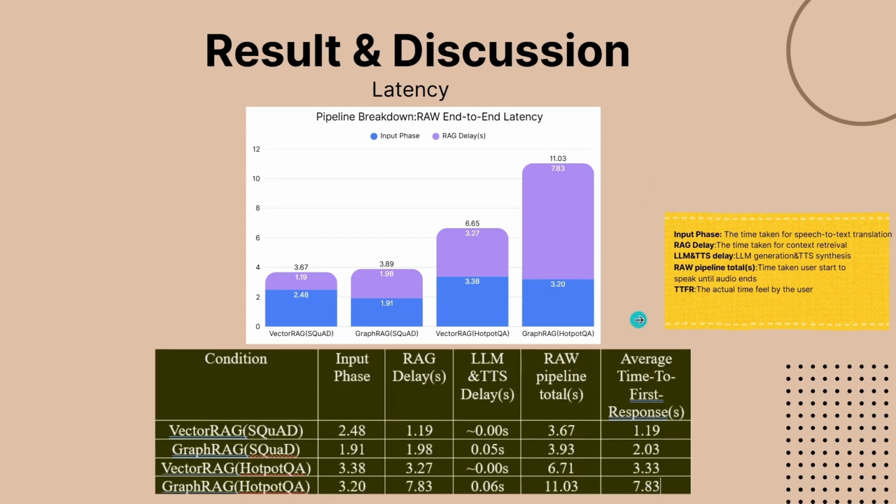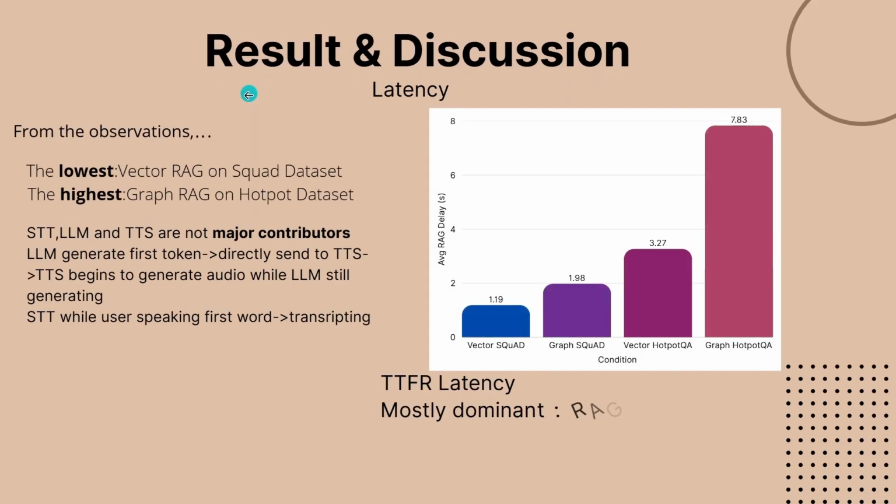The overall input pace takes much longer in HotpotQA because the questions are mainly longer than the SQuAD dataset. So from the observation, we can find that the average RAG delay is lowest for VectorRAG on the SQuAD dataset and highest for GraphRAG on the HotpotQA dataset. While STT and LM and TTS are not the major contributors.